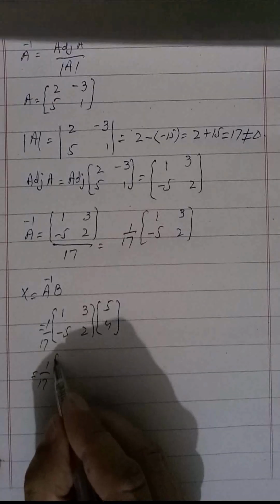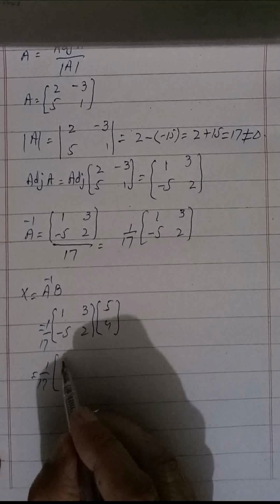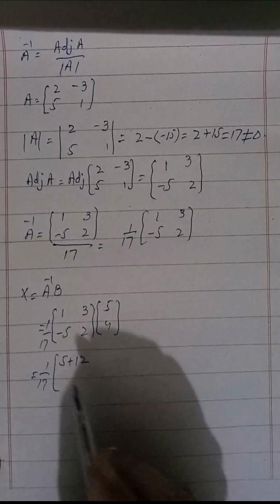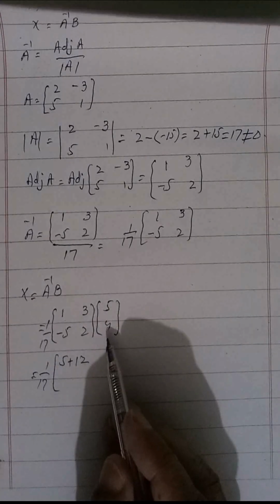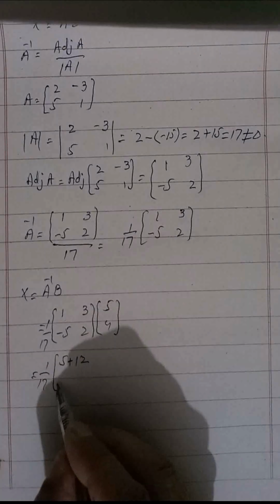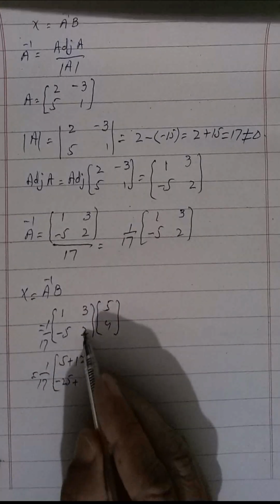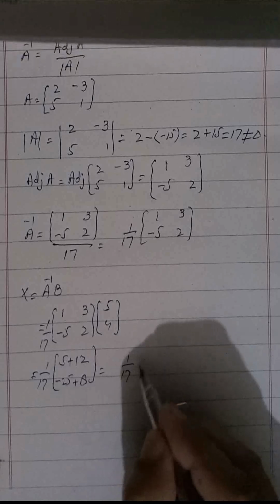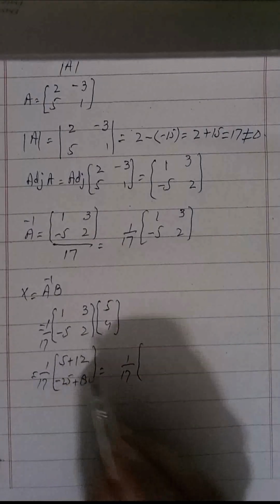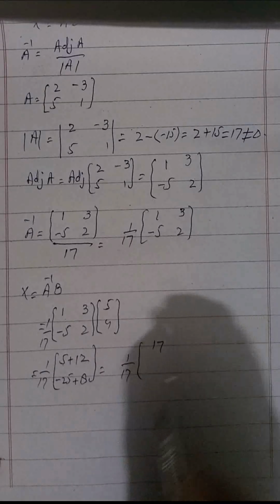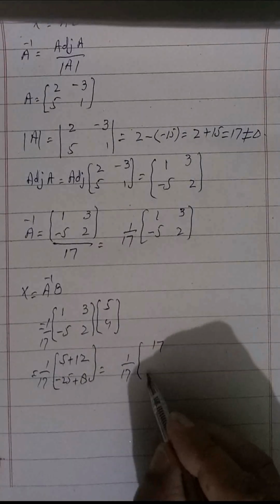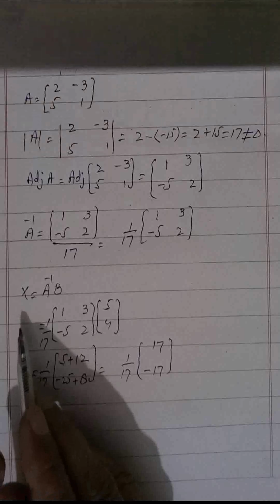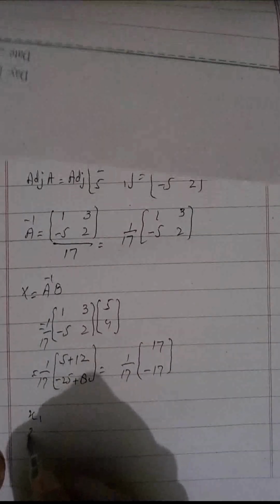1 over 17. 1 multiplied by 5 is 5, plus 3 multiplied by 4 is equal to 12. And now the second row with the first column. Minus 5 multiplied by 5 is minus 25, plus 2 fours are 8. Simplify it. 1 over 17, and 5 plus 12 is 17, minus 25 plus 8 is minus 17, and these are equal to X.